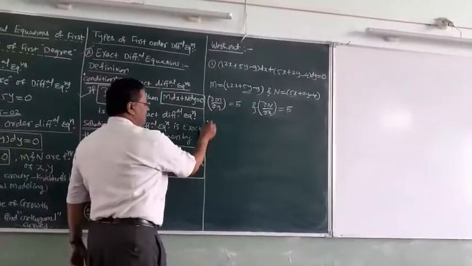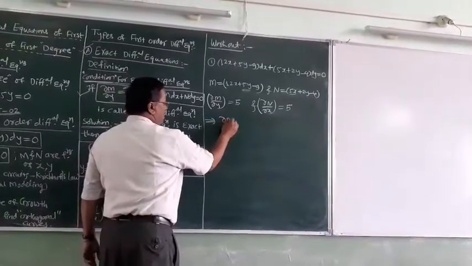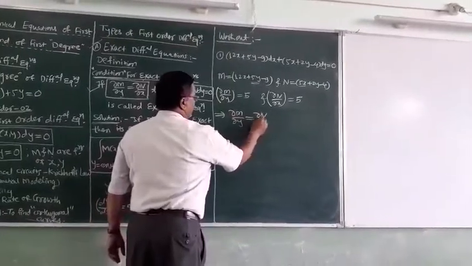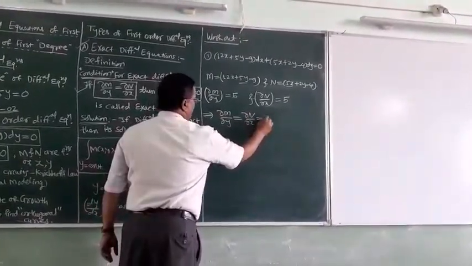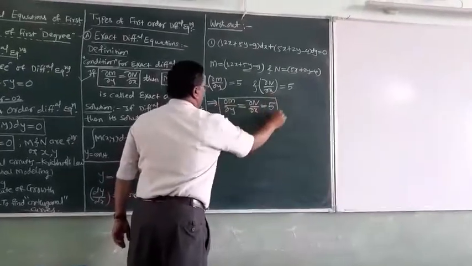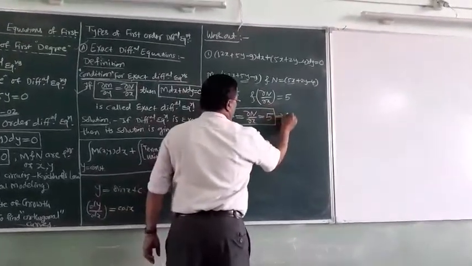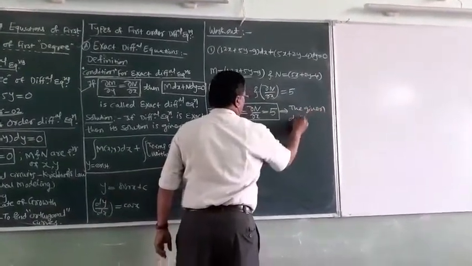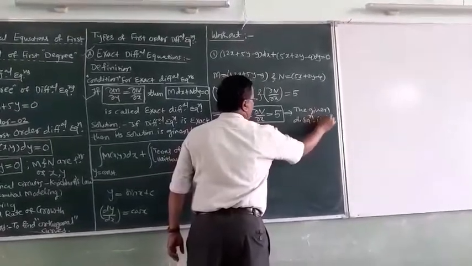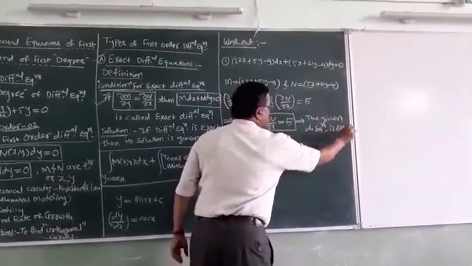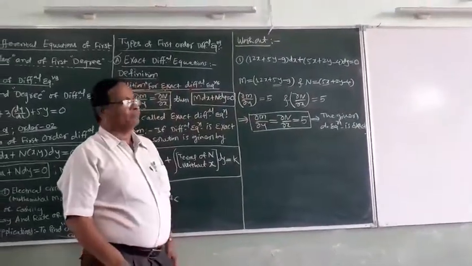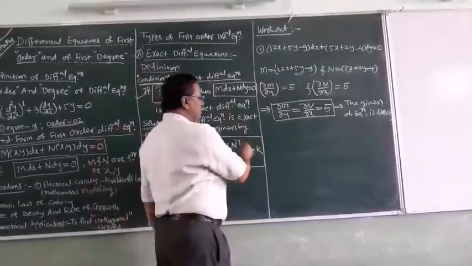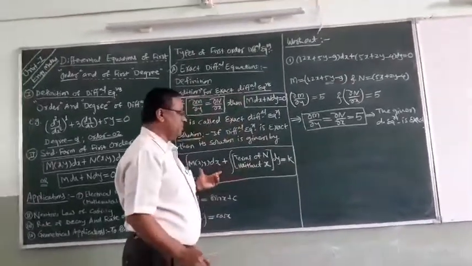Now what we observe, this will imply that the partial derivative of M with respect to y and the partial derivative of N with respect to x are both equal. Hence, the given differential equation is exact. We can say that this is an exact differential equation. Now, if it is exact, we can write its solution by using this formula. So, the formula is in front of you.